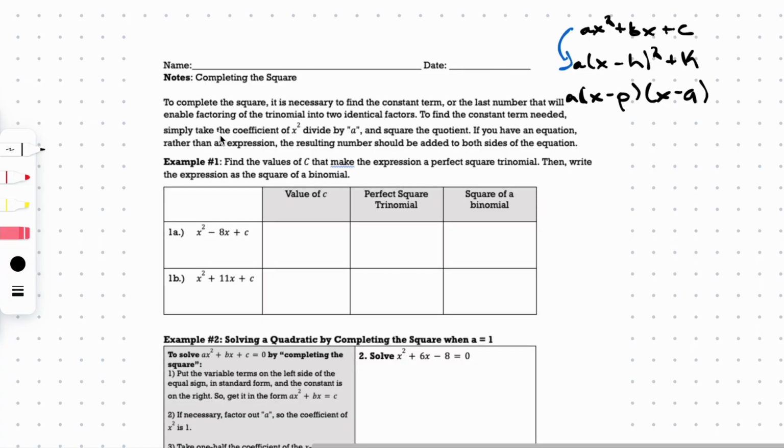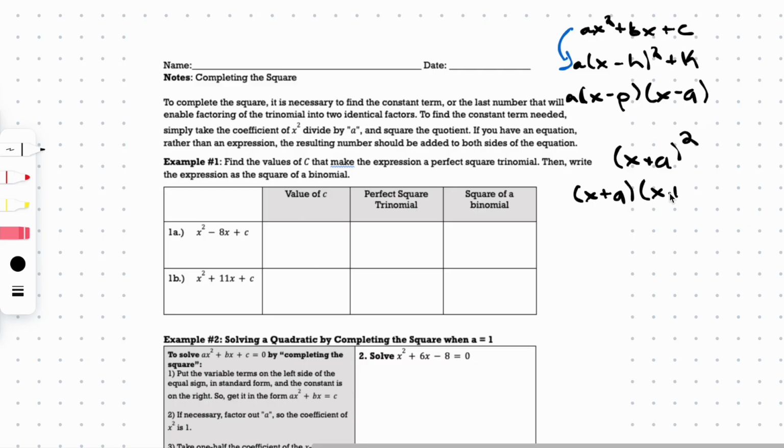Okay, so we have this example 1 where we're asked to find the values of c that make the expression a perfect square trinomial. Then write the expression as a square of a binomial. So I'm going to work backwards. We want to write the expression as the square of a binomial. That means we have something like x minus q, or x plus q, doesn't matter, squared, something along those lines. So essentially, when we square something, it's just multiplying by itself.